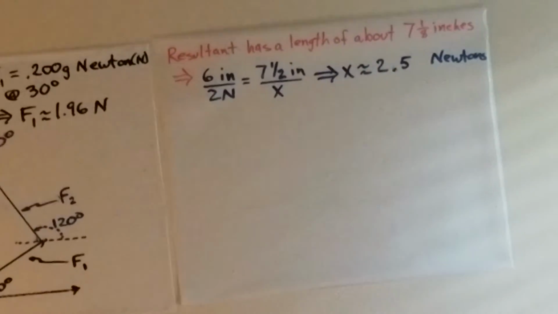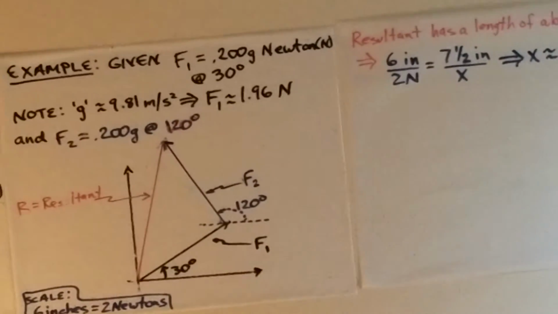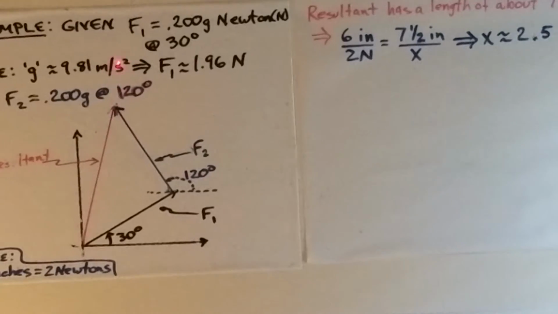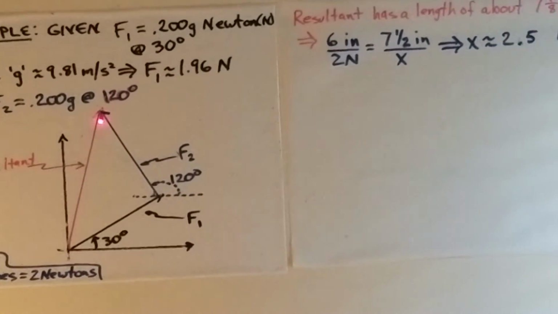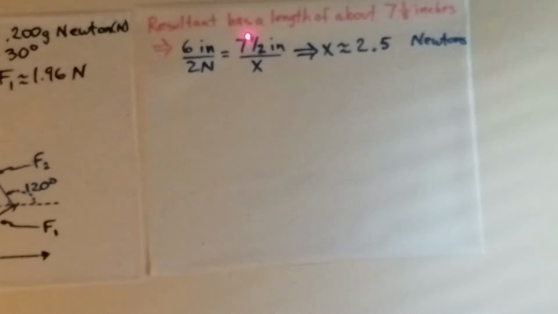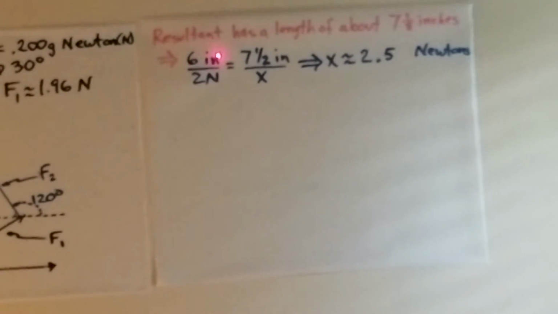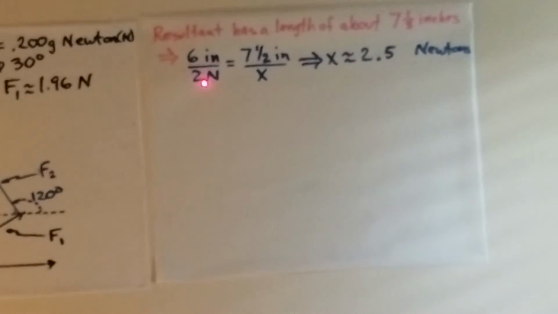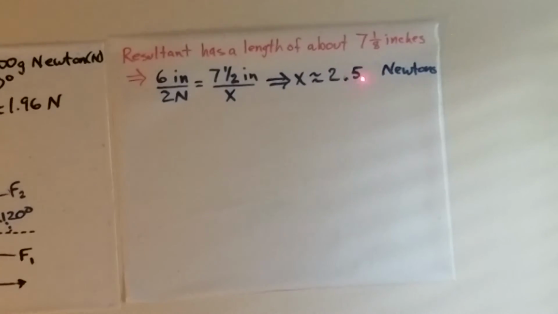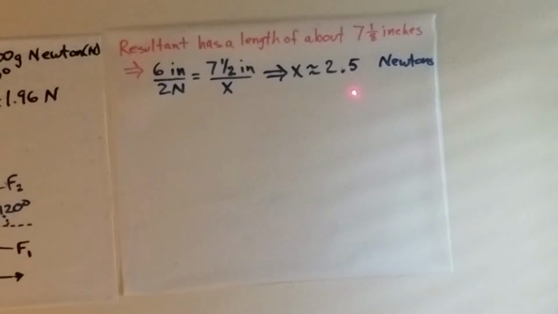I measured the vector R, the resultant vector. I just, again, took out my straight edge, and I measured it as accurately as I could. And I measured it to be about 7.5 inches. And so since my scale was for every 6 inches, there's about 2 newtons, I calculated this to be about 2.5 newtons. And we'll see later on how accurate I am.